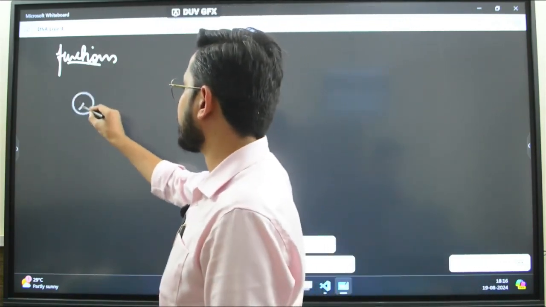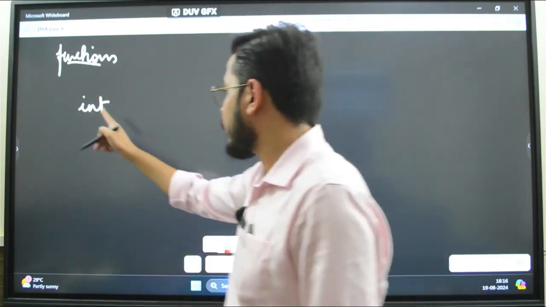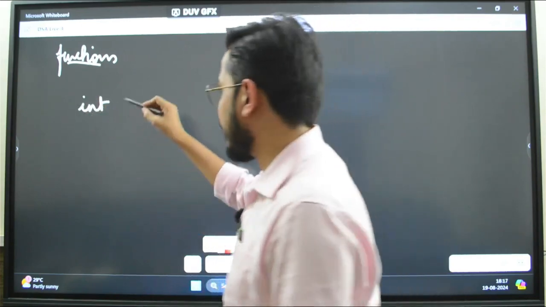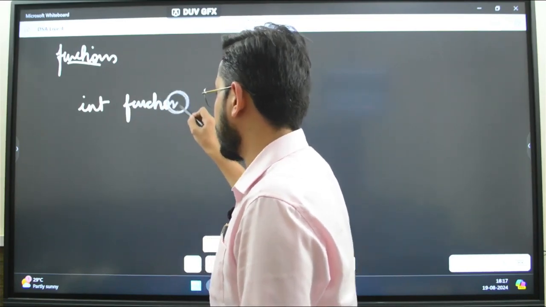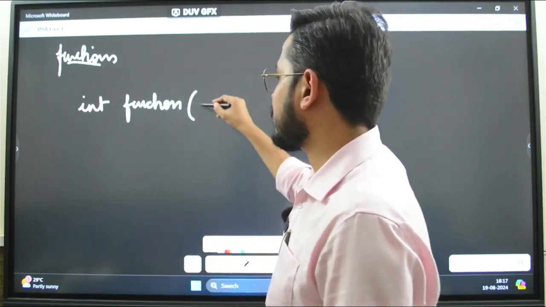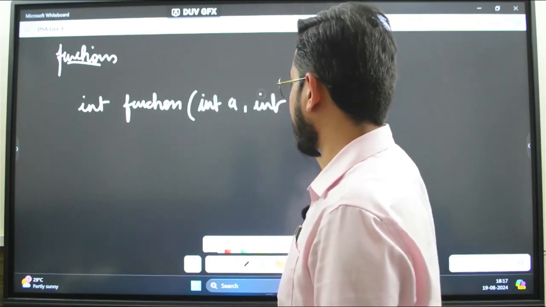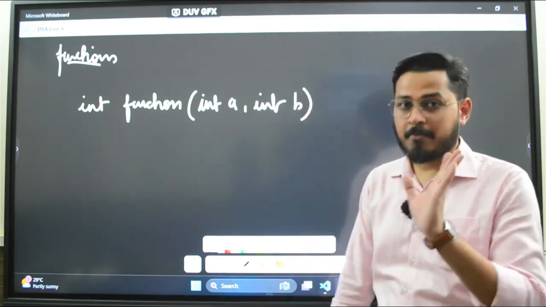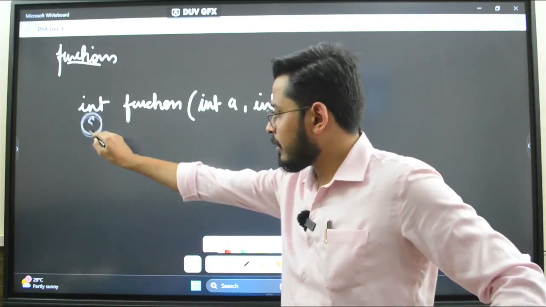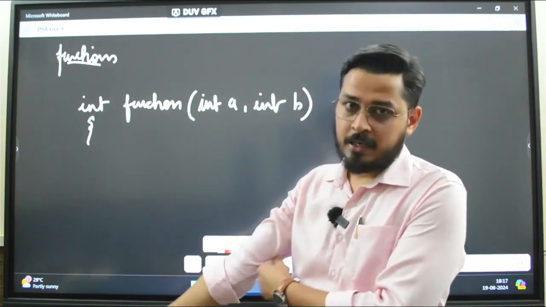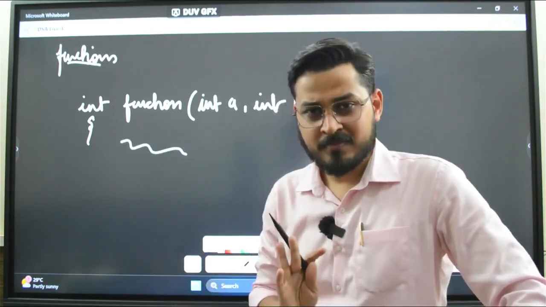You first write the return type, then you write the name of the function. So I said function. Let's say this function is taking two parameters, int a and int b. Just imagine. And I said that inside the body of this function, something is happening. We don't care.